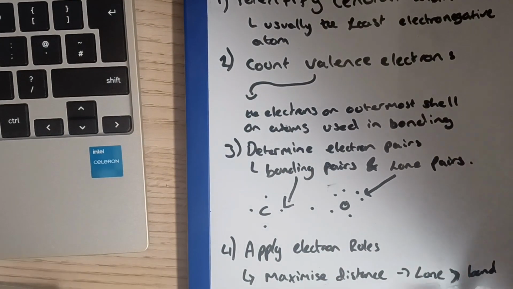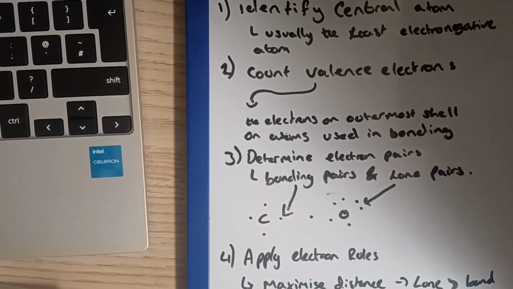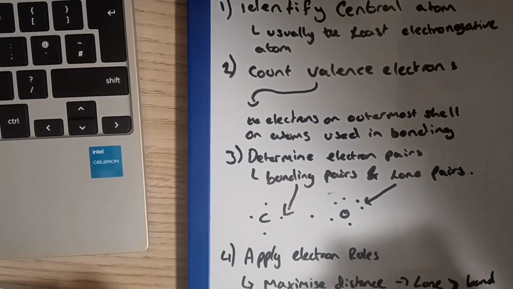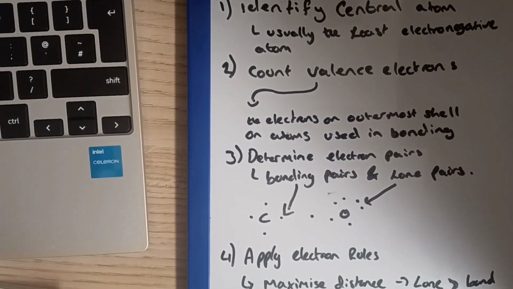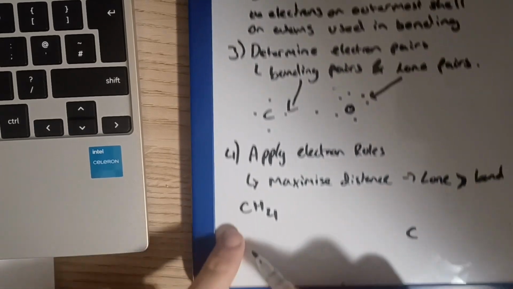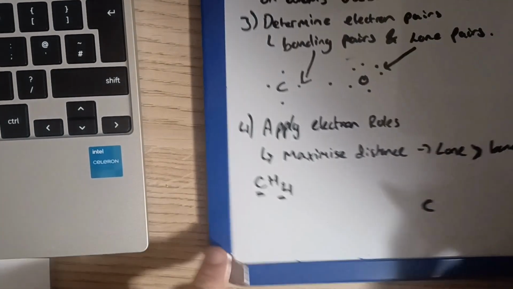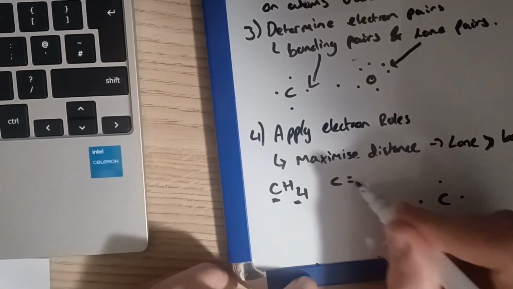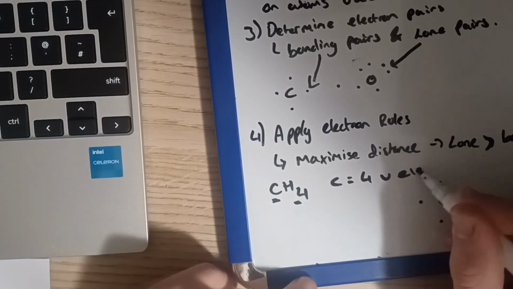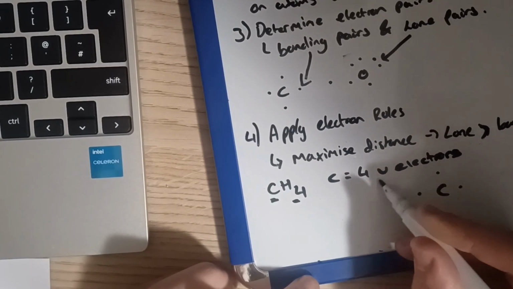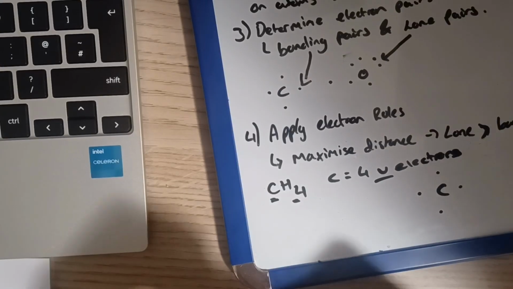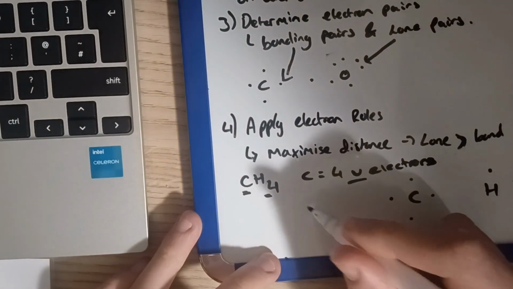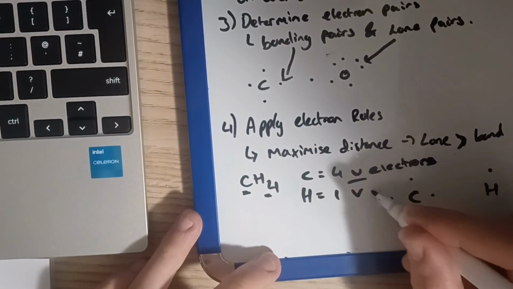Now our second rule of VSEPR theory and how we use it is by counting our valence electrons. So we have to count the outer shell electrons on all of our atoms, so on our carbon and on our hydrogen. On our carbon we have 1, 2, 3, 4. So C equals 4 valence electrons. I'm just going to use V for valence because I really don't have a lot of space. Now hydrogen just has the 1, equals 1 V electron.